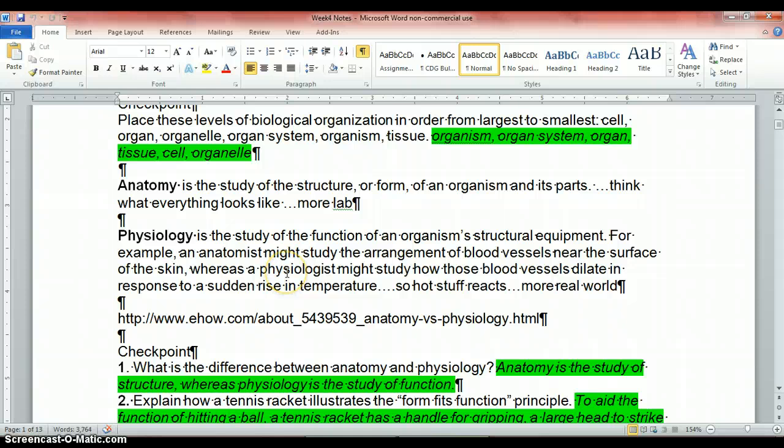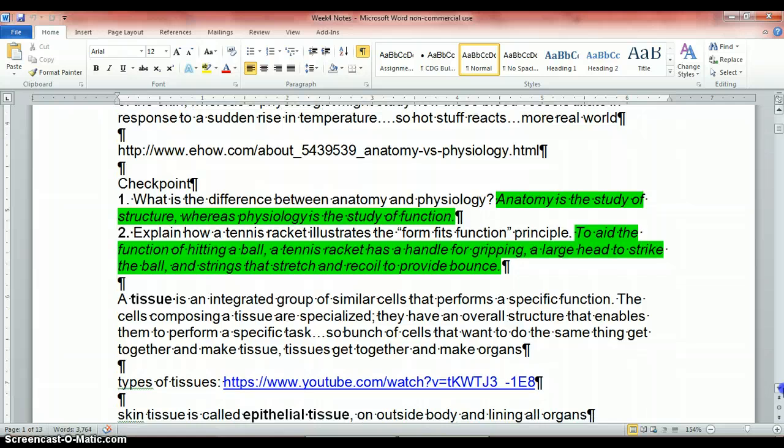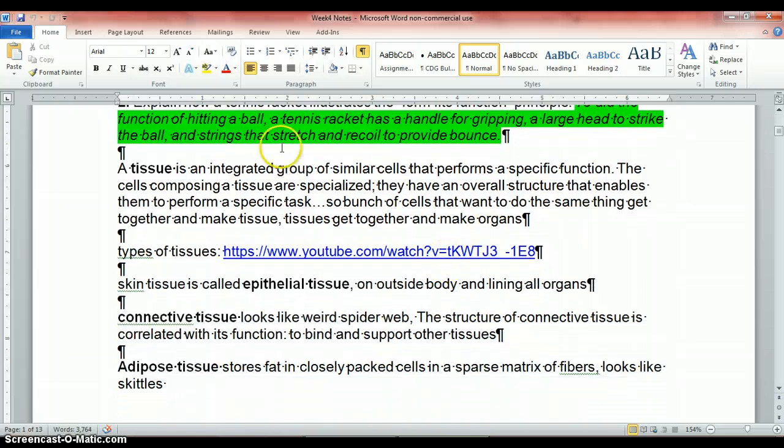For example, the anatomist might study the arrangement of blood vessels near the surface of the skin, whereas the physiologist might study how those blood vessels dilate in response to a sudden rise in temperature, how stuff reacts. This is more real world. And we'll think about these in a homeostasis organisms sort of way, right? There are some checkpoints. So, tissues. Remember, we already covered organelles that led to cells, and now we're getting into tissues. We did a little of this before, but not so much.